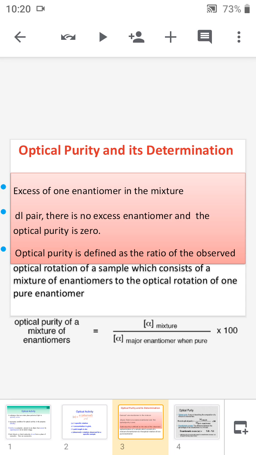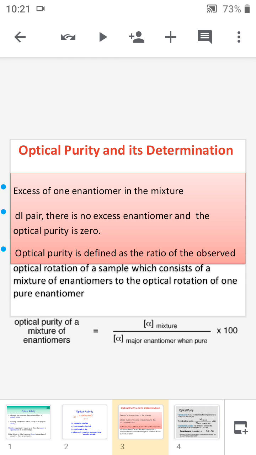Next is optical purity and how we will measure it. If we have a racemic mixture, it is a mixture of 50% of the D variety, that means 50% of the organic molecule which rotates the plane polarized light towards the right, and the remaining 50% is the L variety, that means the organic compound which rotates the plane polarized light towards the left. If the mixture contains 50% D and 50% L variety, then we call that a racemic mixture. Optical purity means if one of the enantiomers in a mixture is in excess, then that excess quantity we call optical purity.